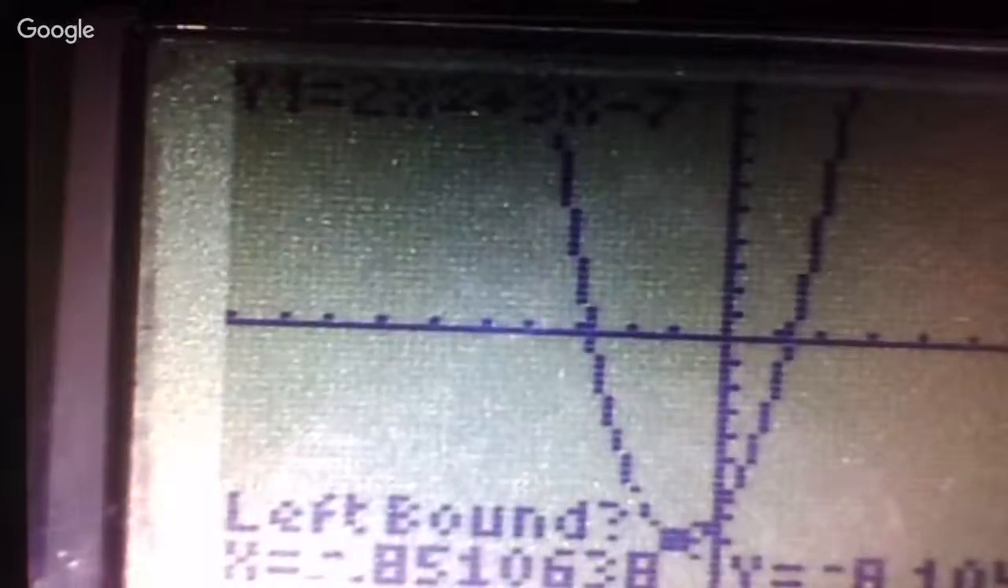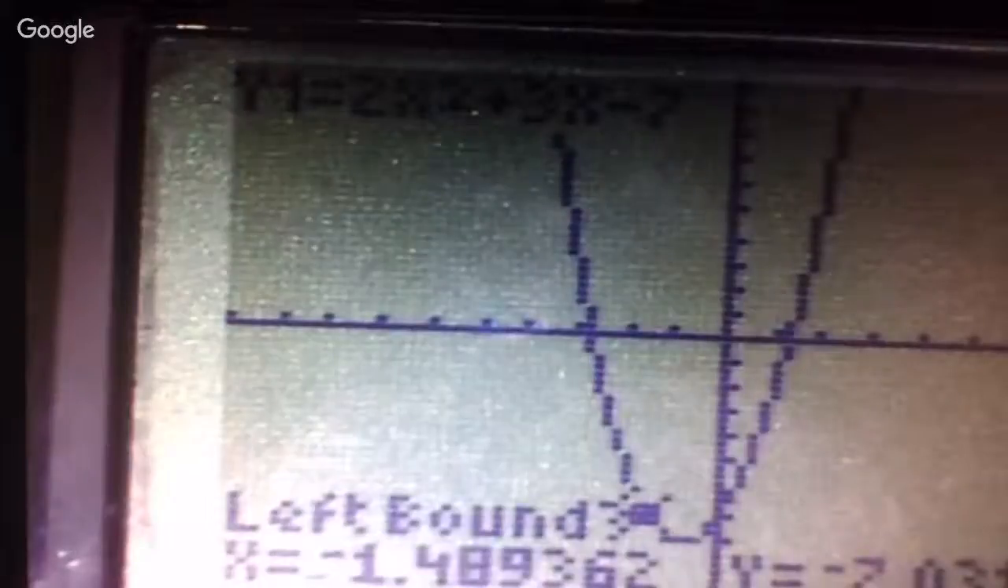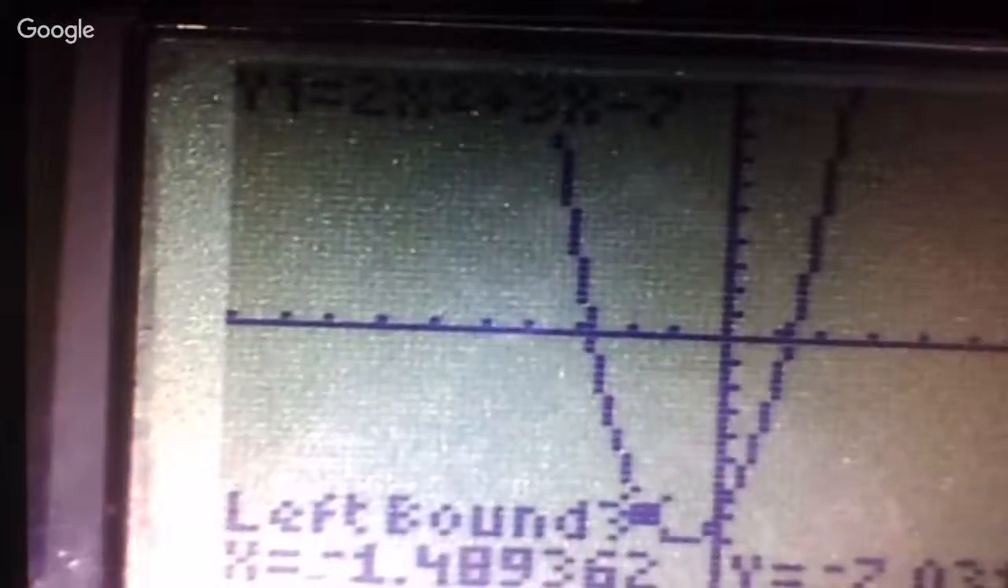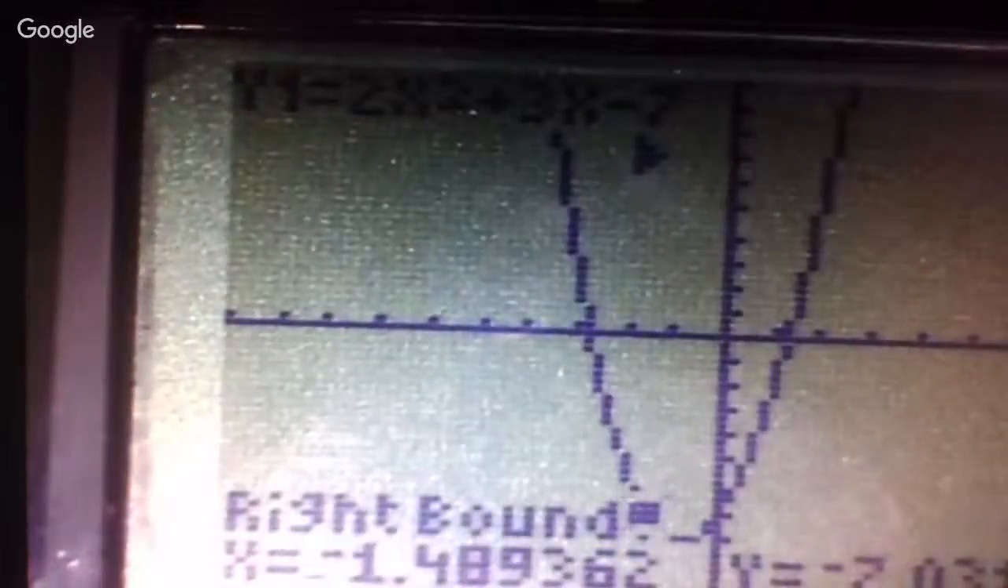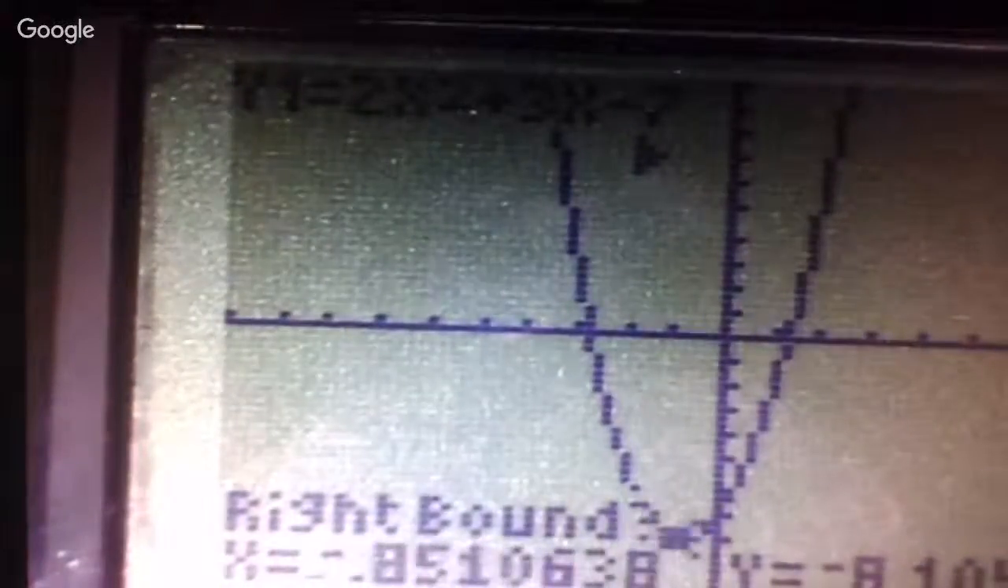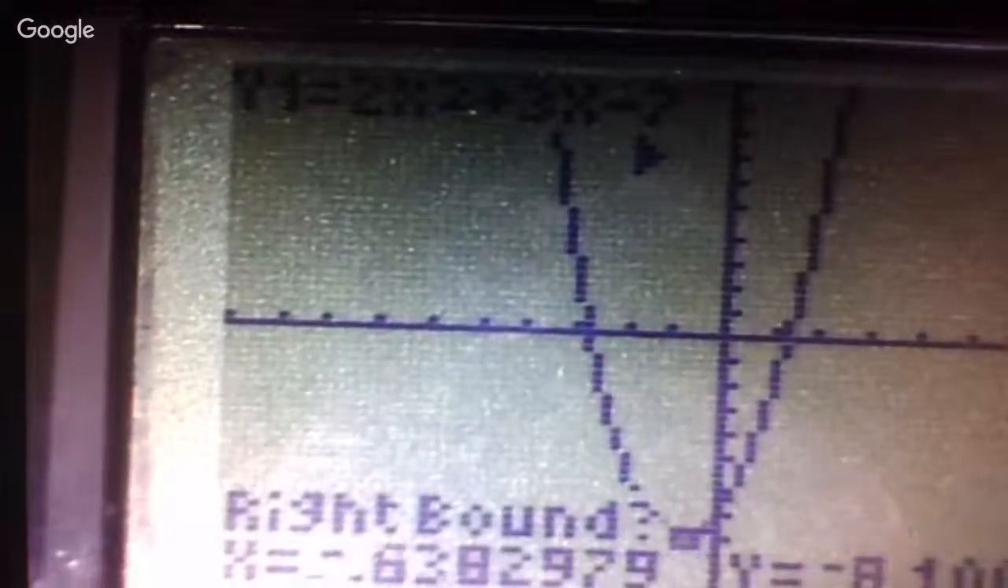What's written there? And it has a question mark. Left bound. So once you're at the vertex, I want you to go 1, 2, 3 spaces to the left because it wants a left bound. And hit enter. Now what? It says right bound. So go back to your vertex. And now go 3 spaces to the right. 1, 2, 3.